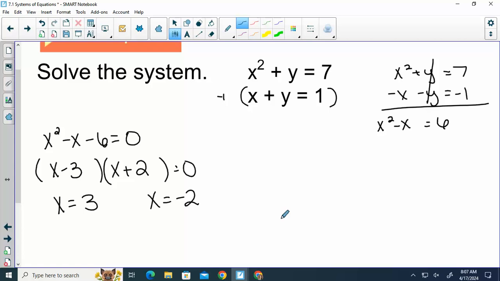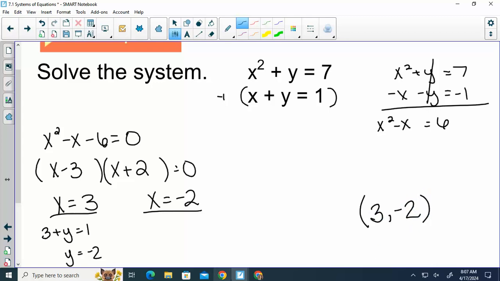but we're not done. What do I need to do now? I have to put both of these back into one of the originals to find my y. So let's say I went with the second one. It's x plus y equals 1. So y is -2. So the first point is positive 3, -2. If x is -2, -2 plus y equals 1. So then I get y equals 3. So the second point is -2, 3.